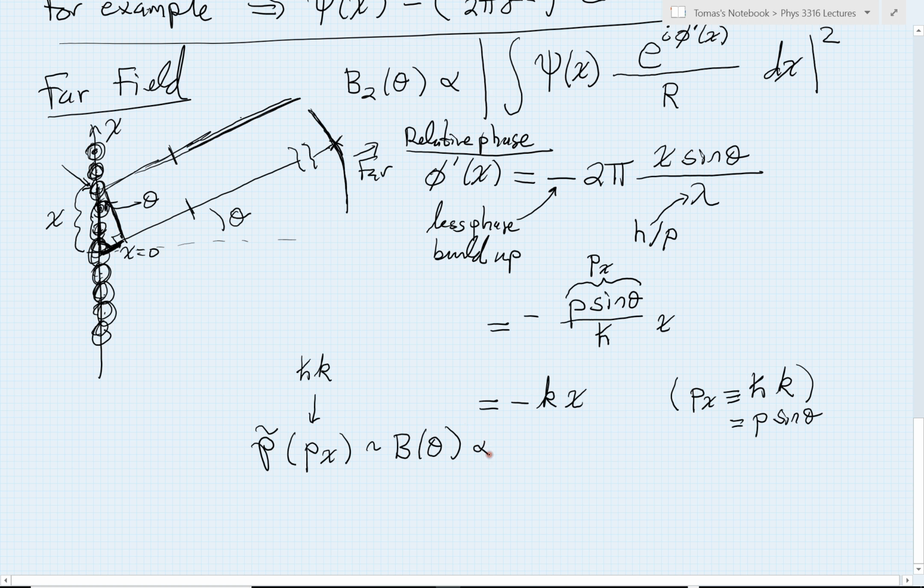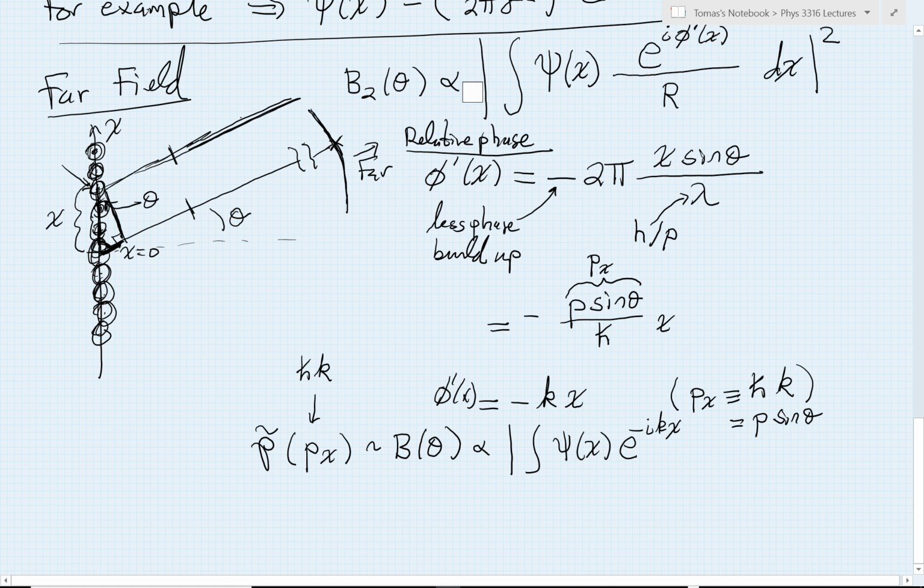That is proportional to the square of the integral of psi of x, right? Now, I have my phase factor I should write down, and that's e to the i phi prime of x, right? Where e to the i phi prime of x is just minus kx, so it's e to the minus i kx. And now there's this divide by r. But as we had commented, that is a constant. So I can pull it out of my integral.